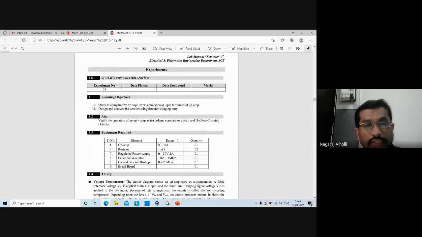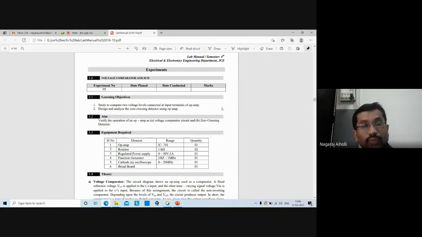Next, let us move on to experiment number 5. It is voltage comparator and zero crossing detector. The name itself tells that it is a comparator circuit, a voltage comparator. It is meant for comparing the two input voltages that are applied to the circuit. If the first input voltage is more than the second input voltage, then the output will go from plus saturation to minus saturation. If the first input voltage is less than the second input voltage, then the output goes from minus Vsat to plus Vsat.